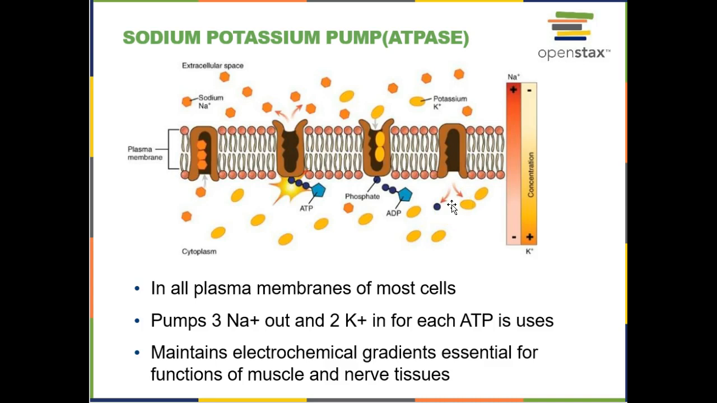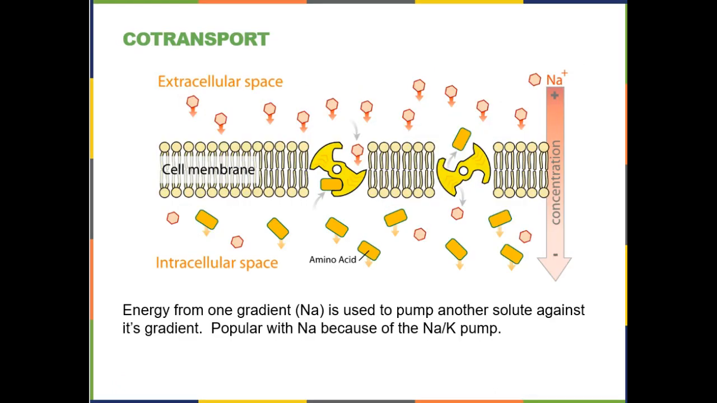You are going to see in a few minutes that this is very important. And what it actually does is set up opposing gradients of sodium and potassium. So if you're moving the sodium out of the cell, you're moving it against its concentration gradient. So lots of sodium outside the cell, not so much sodium inside the cell. And because you're pumping the sodium out, you can generate a gradient and move the potassium from an area of low concentration to an area of high concentration. We are going to come back to this in just a minute. But we have to talk about cotransport first.